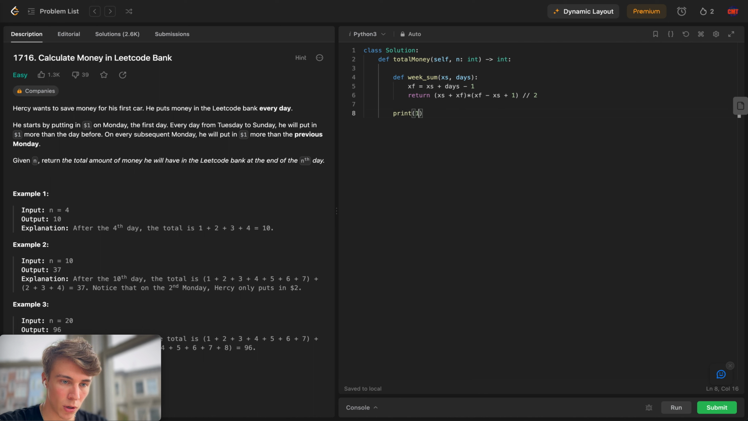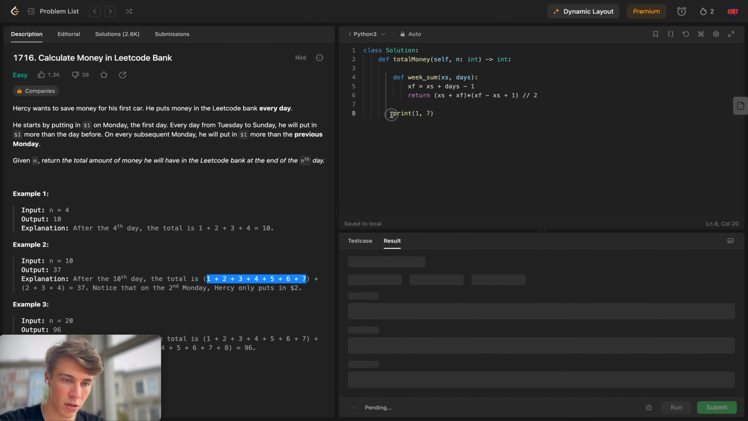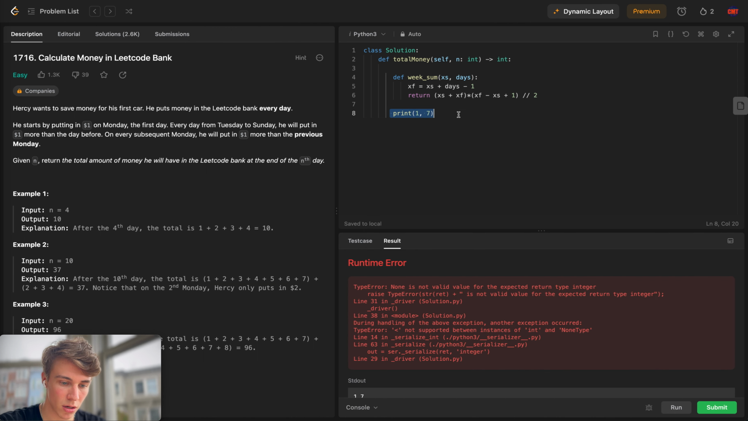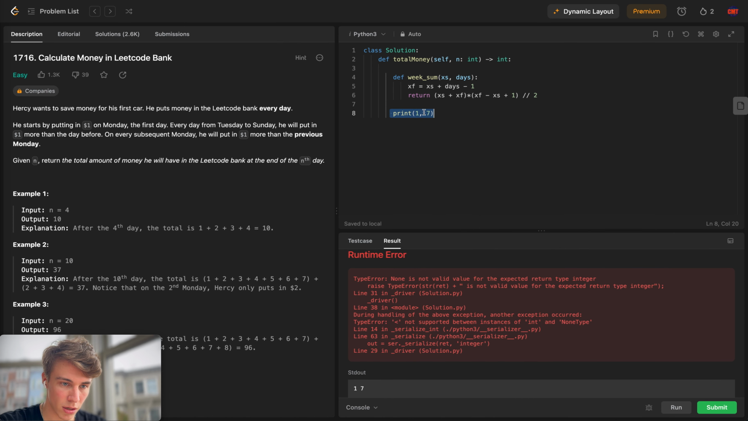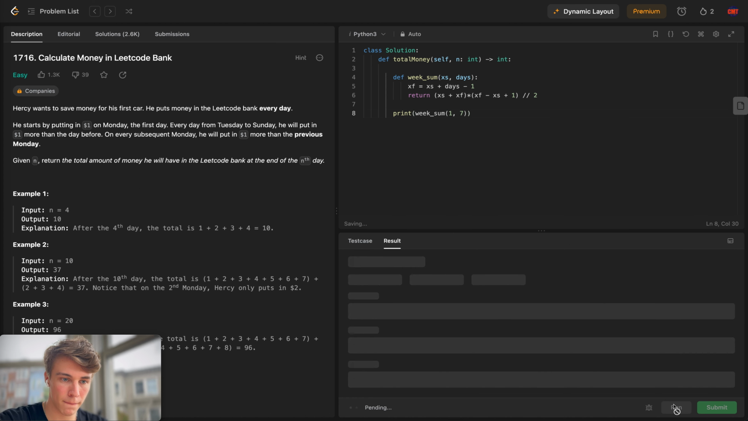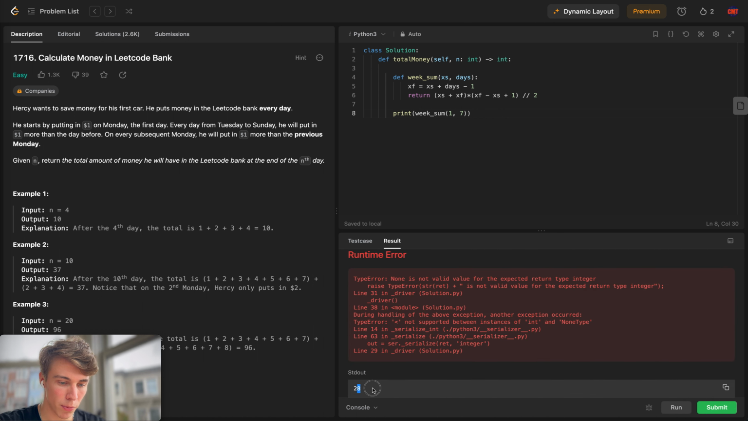Print 1, and we have 7 days. And if we have 1 and 7 days, then that is the equivalent of this, which gives us 28. Let's see if 28 gets printed when we have 1 and 7. 1 and 7, oops. 28, we're looking for 28, perfect.